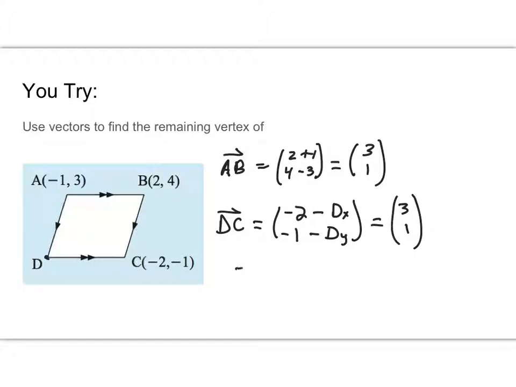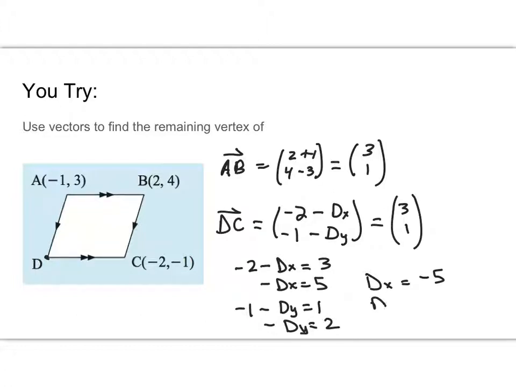Okay, so I have to say to myself, negative 2 minus what is equal to 3. So I would add 2 to both sides, and I would get 5. So negative dx is 5, so dx would be negative 5. And then negative 1 minus the y-coordinate of D has to equal 1. And then when I add 1 to both sides, negative dy would be equal to 2. So the y component of that would be negative 2. So the coordinates of my vertex, D, are negative 5, negative 2.